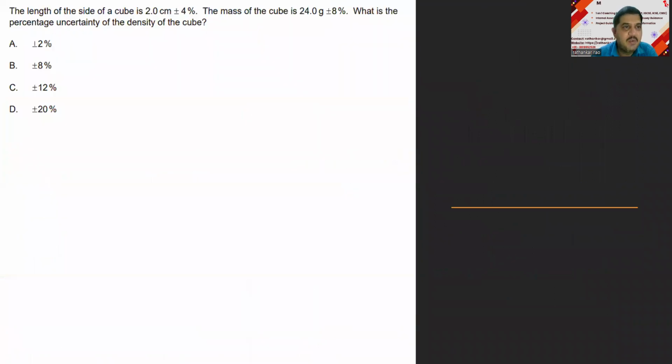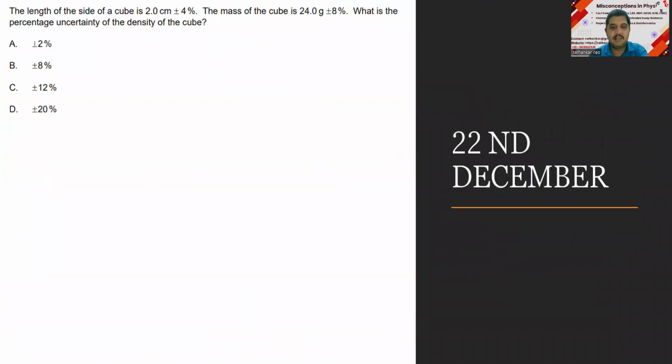Okay. Now, the question reads as such: the length of the side of a cube is 2 centimeter plus or minus 4%. The mass of the cube is 24 grams plus or minus 8%. What is the percentage uncertainty of the density of the cube? Usually when I write this plus or minus, there should be a unit here. But unfortunately, no unit is given here, but instead it is 4%, which would otherwise be your absolute uncertainty. But it's a mixed uncertainty. Instead I have given you the percentage error.